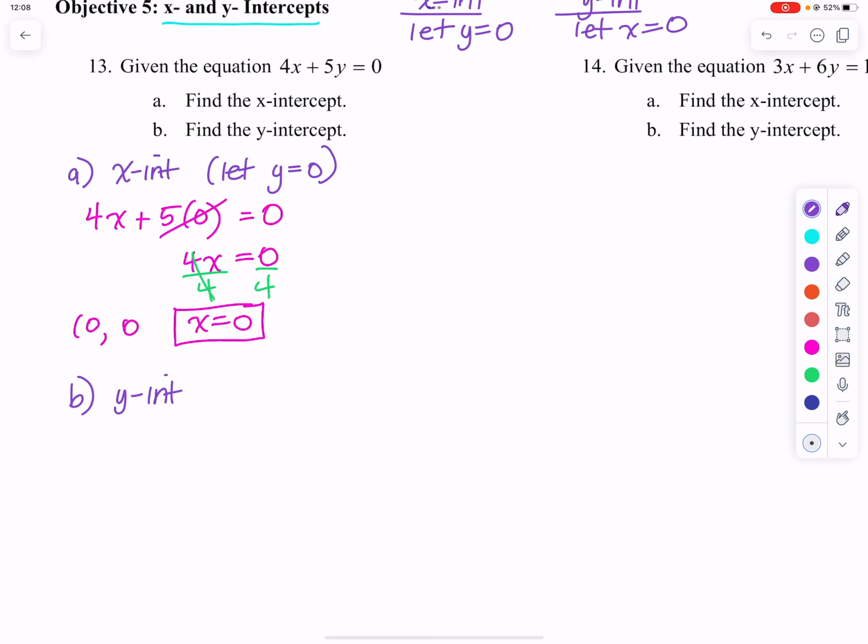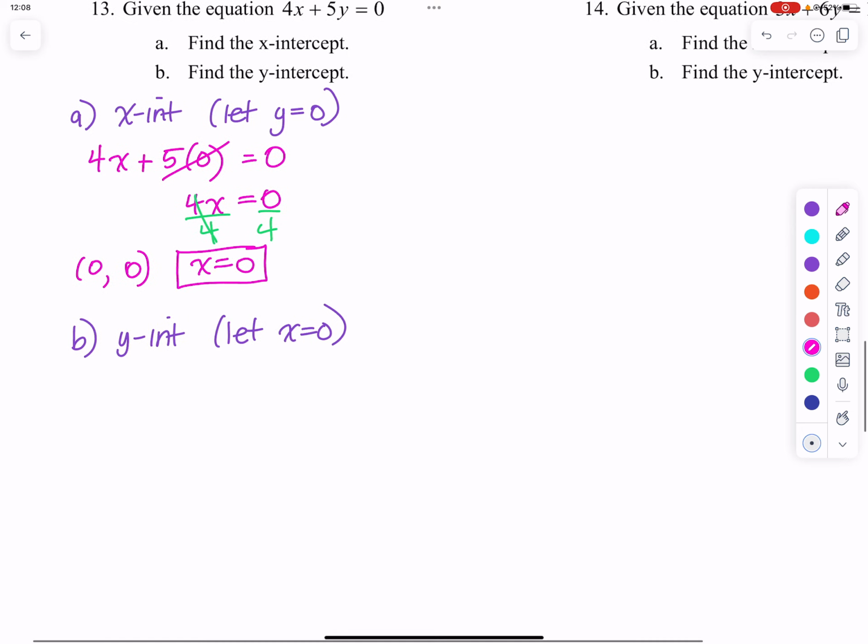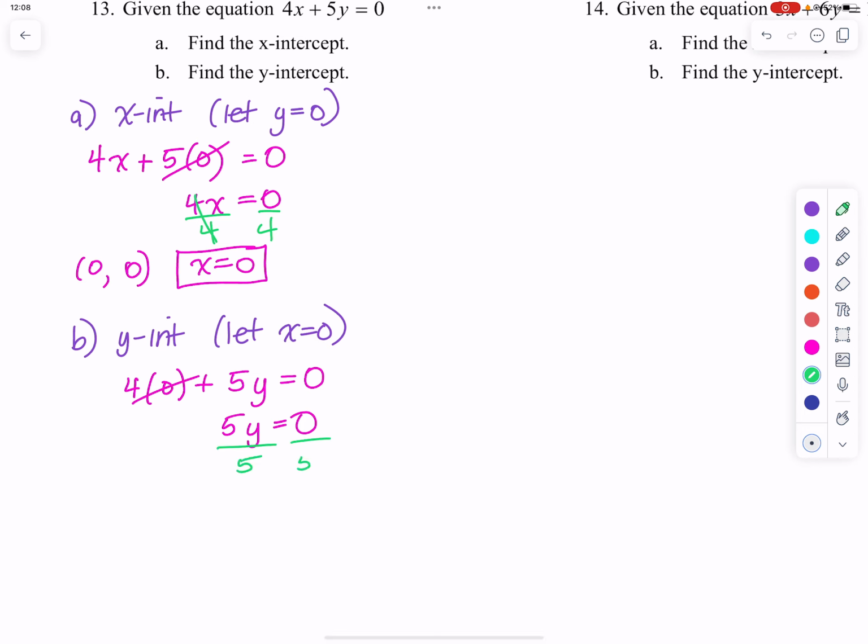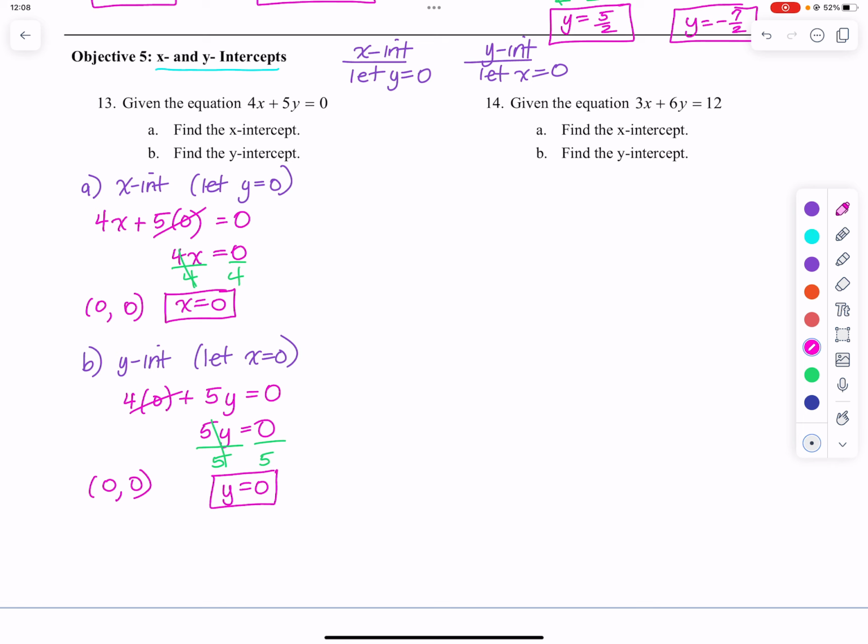y-intercept. And here we're letting x be 0, and you're going to see something. We already said that when x is 0, y is 0. But let's just go ahead and work it out. So we have 4 times 0 plus 5y equals 0. 5y equals 0. And y is equal to 0. Same point. So both the x and the y-intercepts are 0.